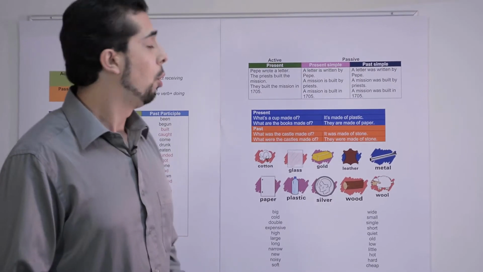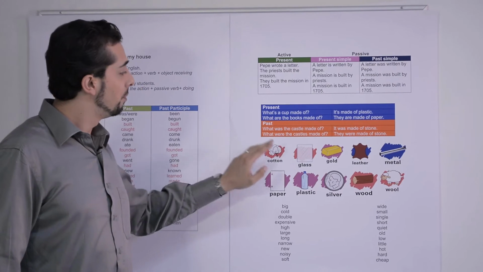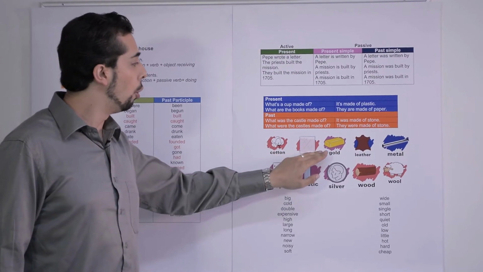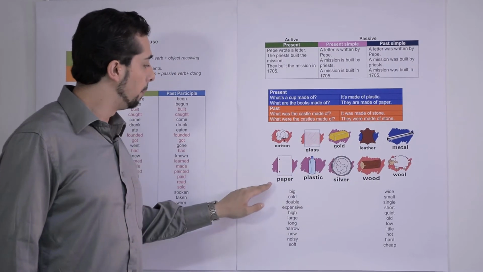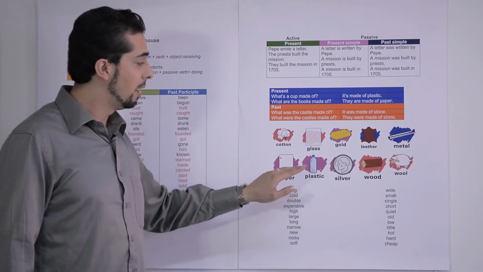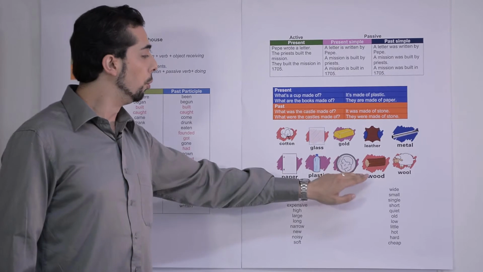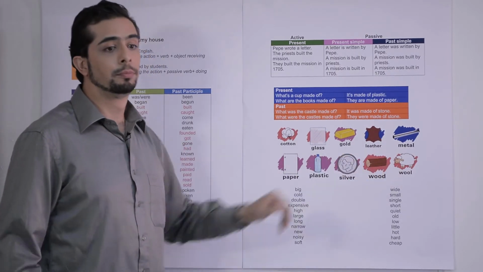I have a question. I need names of materials. Sure, we have cotton, glass, gold, leather, metal, paper, plastic, silver, wood, and wool. Let me try.